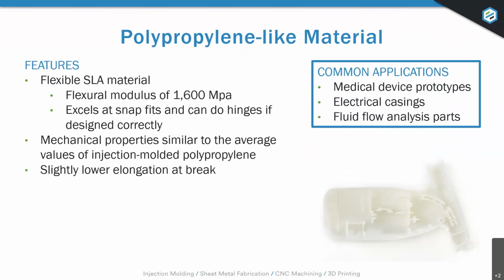Our polypropylene-like material, Somos 9120, is our most flexible within stereolithography. However, the elongation at break is going to be slightly lower than the injection molded counterpart. Common applications are snap fits, medical device prototypes, electrical casings, and fluid flow analysis.